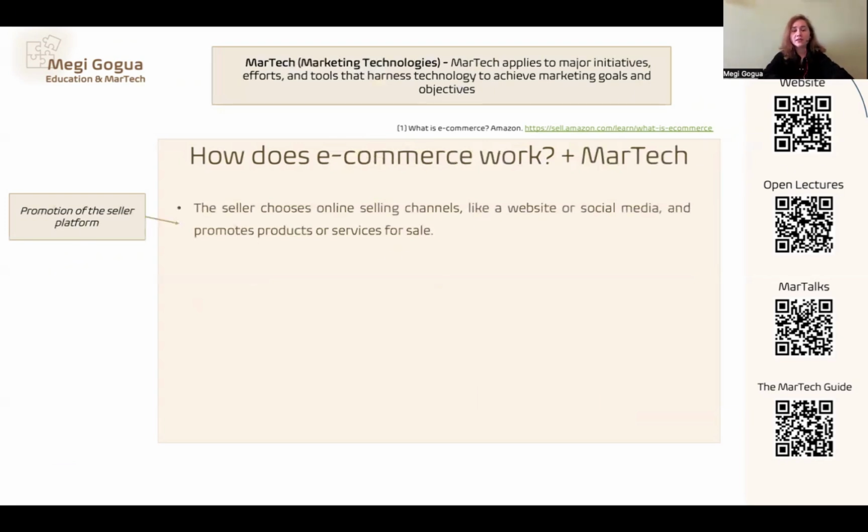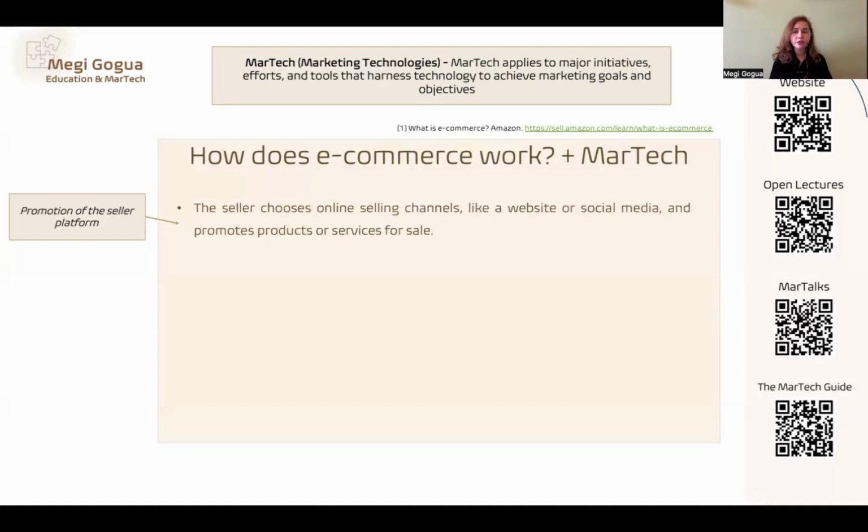So first, the seller chooses the online selling channel, like a website or social media, and promotes products or services for sale. So basically, this is not like, for example, if we take the context of B2C, a person who sells something online to the end consumer, right? If you consider the business model of B2C in e-commerce, here the information search and decision making about the platform where the actual transaction is going to take place depends on these e-commerce B2B.